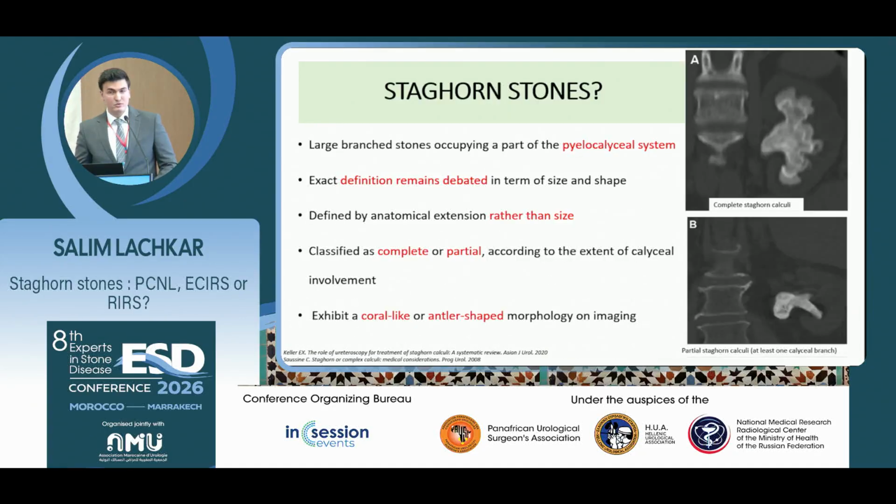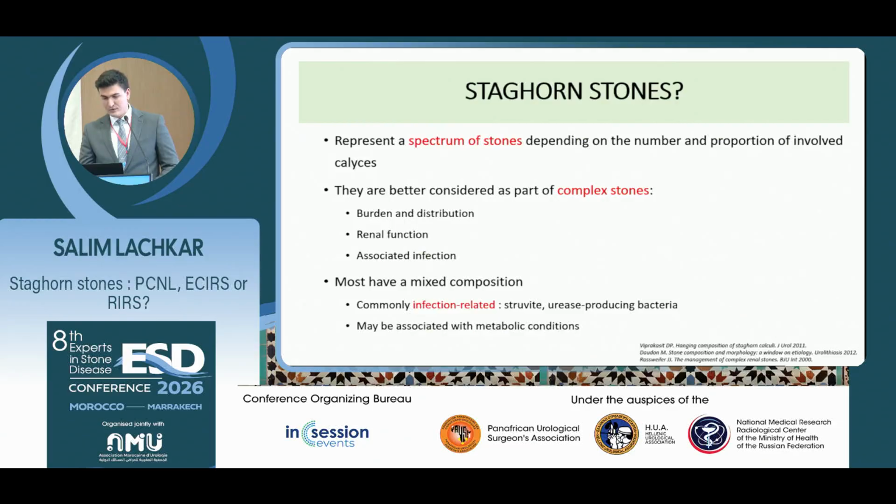So today we are going to talk about a very complex situation that we all have been through during our daily practice. So the staghorn stones, which are large branched stones that exhibit a coral-like or antler-shaped morphology occupying a large pyelocaliceal system. The exact definition remains debated, and I think it's better to define them more by the anatomical extension, like in picture A or B, so complete or partial staghorn, more than the size only.